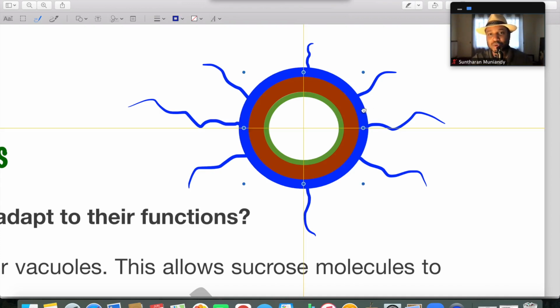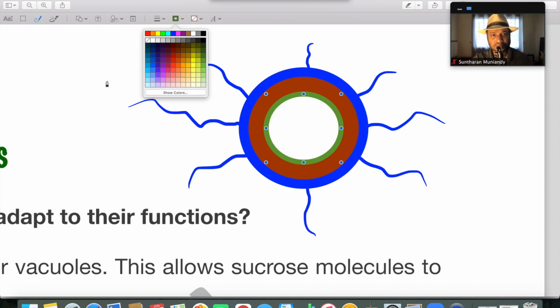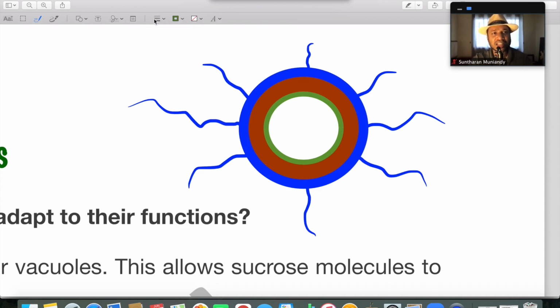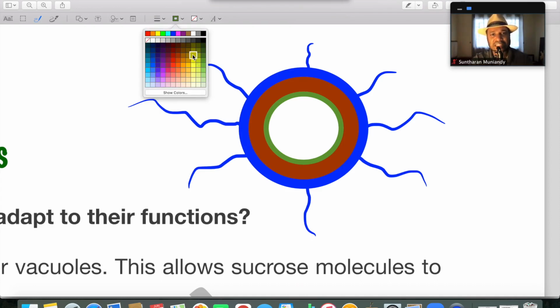The first layer, the blue color, is known as the epidermis. Then we have this one here, known as the cortex. And then we have this, which is known as the endodermis. After the endodermis, we have another layer of tissue. This tissue is known as the pericycle.